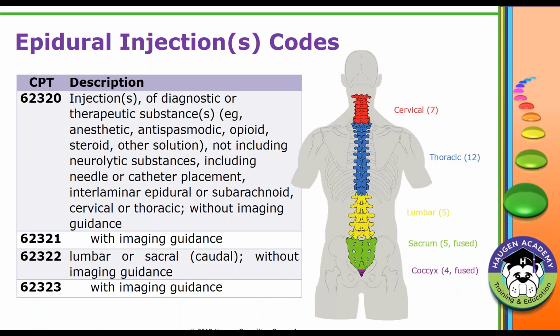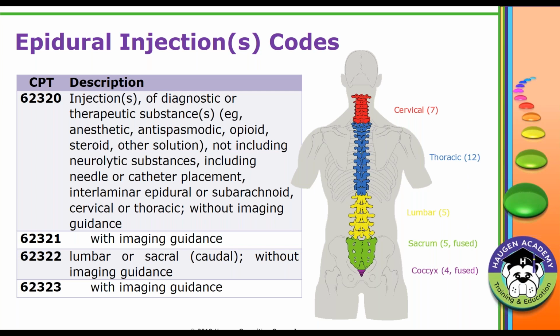So here's the codes, and there's your picture of the spine. Whenever I see this picture, I always have flashbacks to college and having to learn anatomy and remembering that the cervical has 7 vertebrae, thoracic has 12, lumbar has 5, because you eat breakfast at 7, lunch at 12, and dinner at 5. I don't know if anybody else learned it that way, but that automatically always pops in my head.